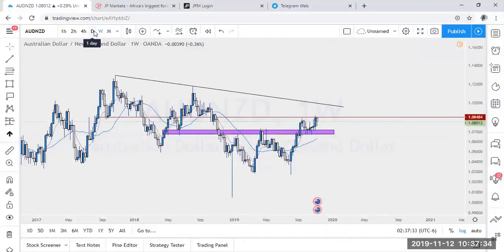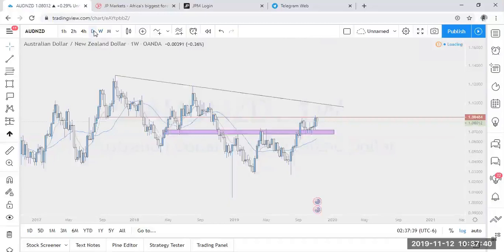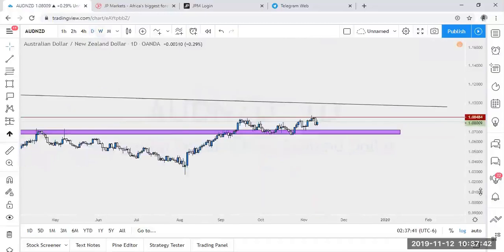So now you might be asking, if this is an uptrend, why are we selling? Let's go down to the daily chart, see if we can find anything significant.